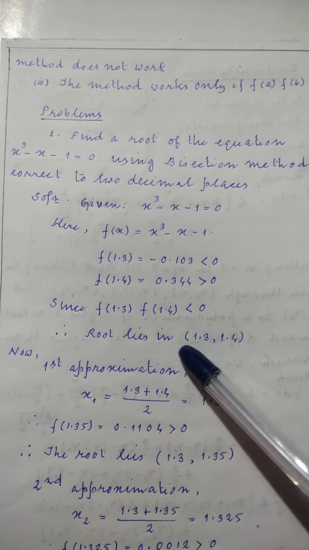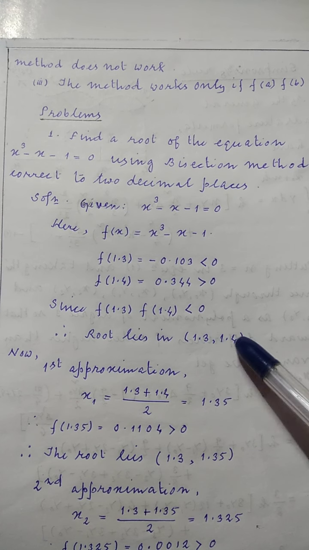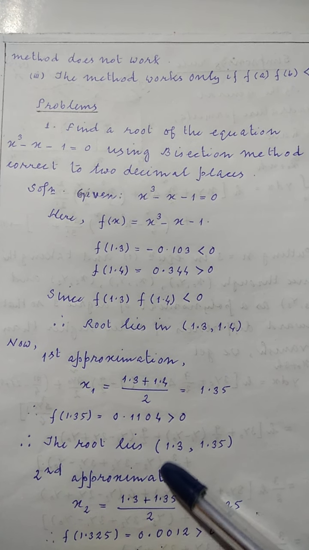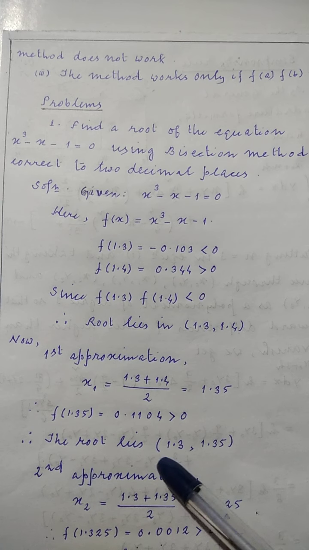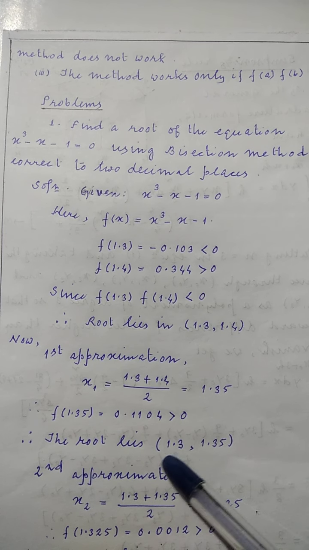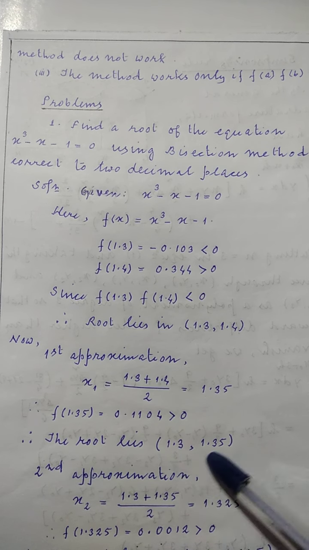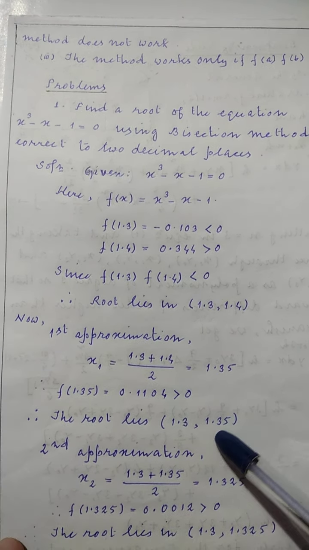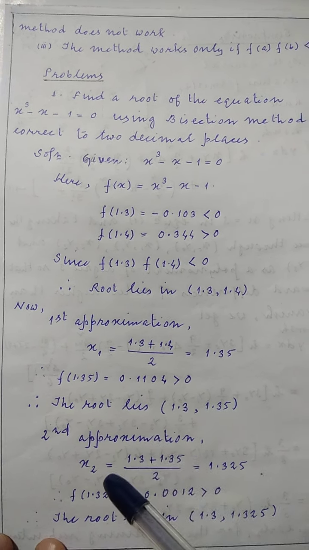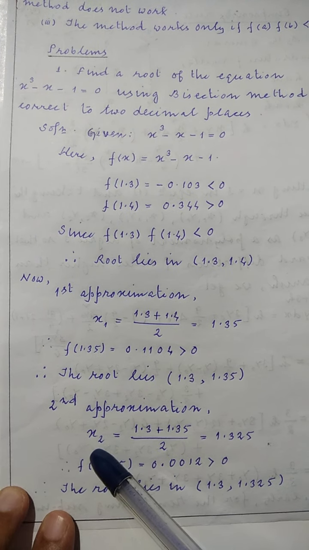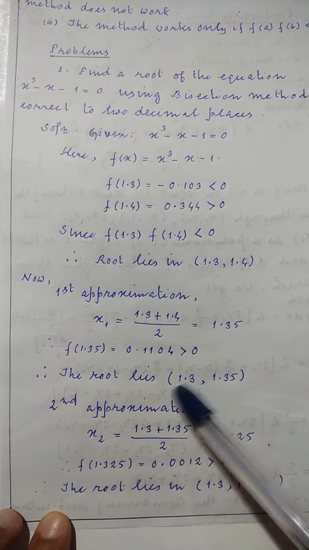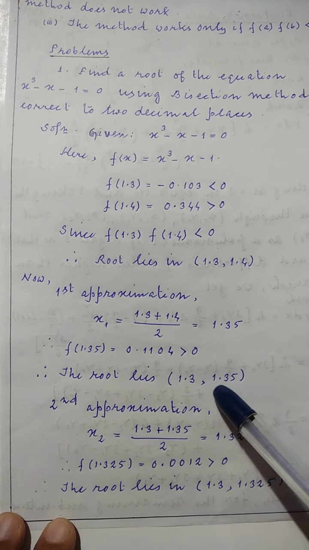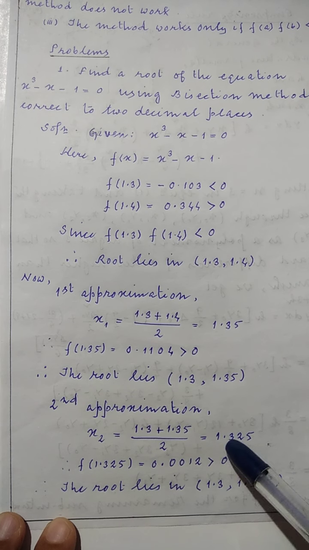That means we are making the interval closer. In the first case the interval was 1.3 and 1.4. Now the root lies in the interval 1.3 and 1.35. That way you are making the interval closer. Now we go to the next approximation, denoted by x2. How will you calculate x2? It is 1.3 plus 1.35 divided by 2. So you will get 1.325.